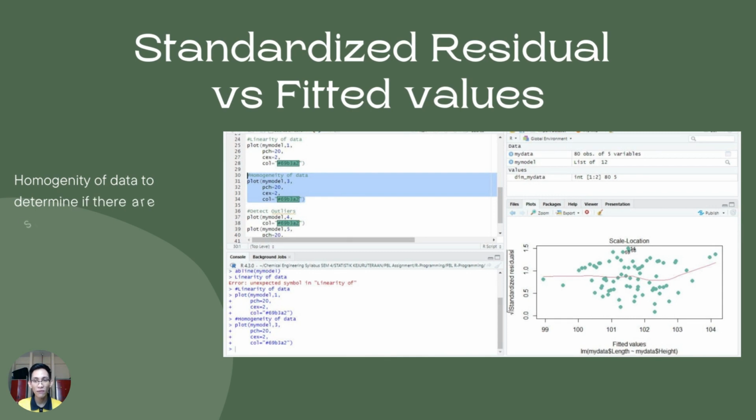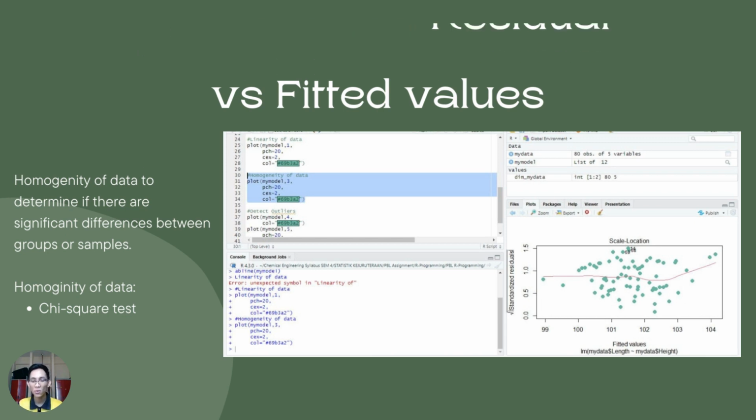Homogeneity is frequently evaluated in the context of hypothesis testing or analysis of variance to identify whether or not there are significant differences across the sample. Depending on the kind of the data and the specific analysis being conducted, there are numerous statistical procedures to evaluate data homogeneity. For example, we use chi-square test.